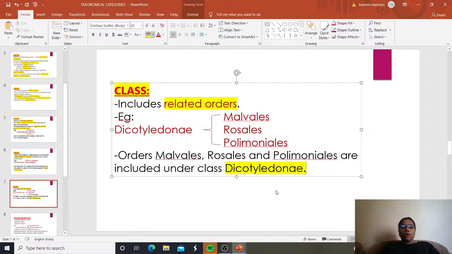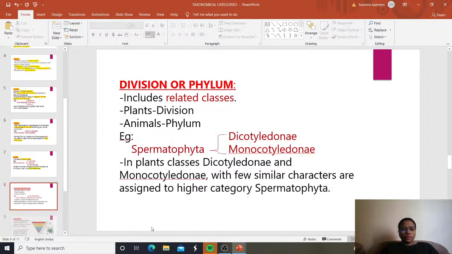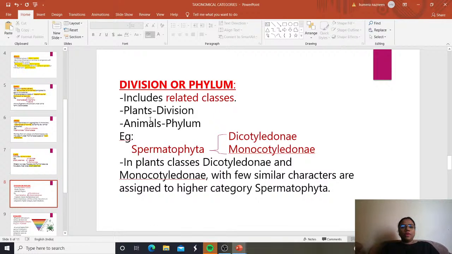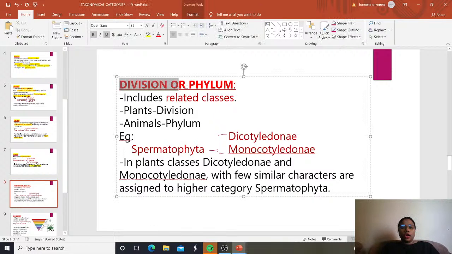Class is nothing but a group that includes related orders. Now we have seen examples: Malvales, Rosales and Polemoniales. They all are different orders, but still they are placed under a single class, that is Dicotyledonae. Moving on, the next thing, moving upward, will be division or phylum.